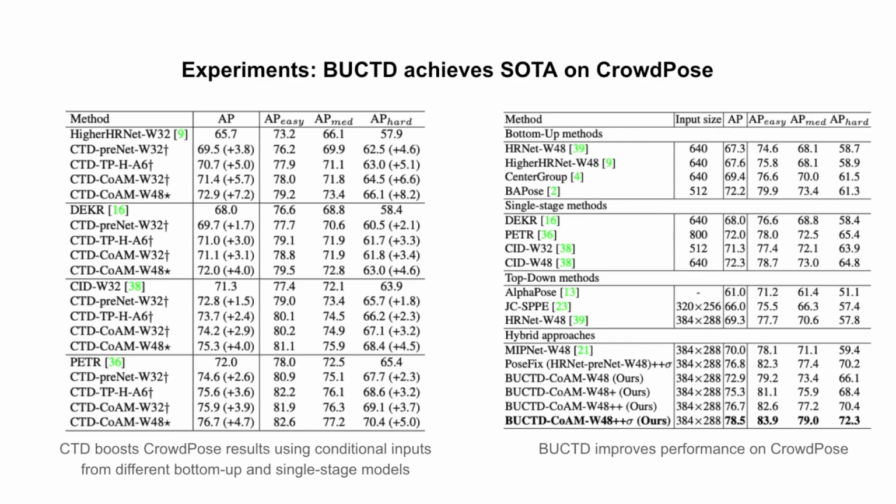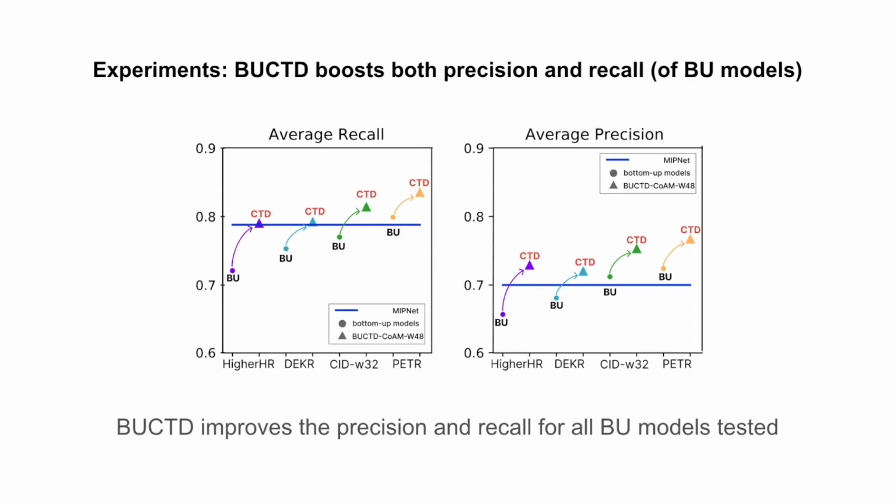We also compare BUCT with various state-of-the-art methods and found that it achieves better performance compared to other methods, including hybrid approaches such as MIPNet. To gain better insights into the performance gains of BUCT, we computed precision and recall on the CrowdPose test set. We compared our model to the previous state-of-the-art on CrowdPose, MIPNet. Importantly, we have higher recall and precision than MIPNet for all BU models. Thus, due to its design, BUCT improves the precision and recall for all BU models we tested.